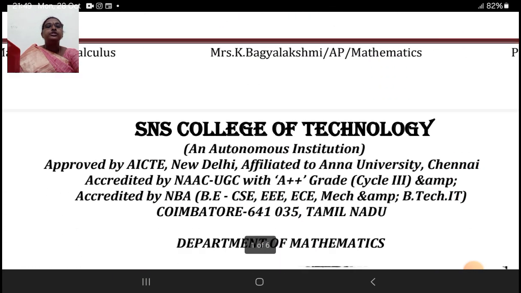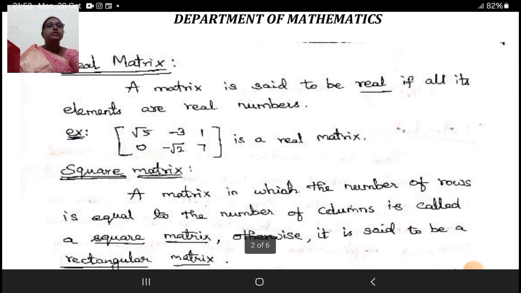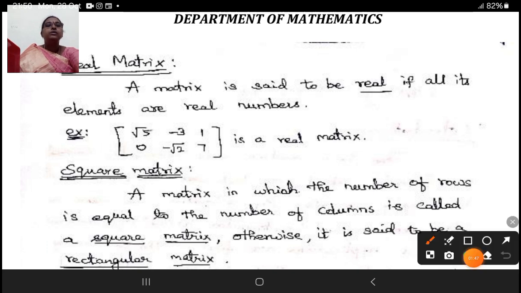Next, the definition of a real matrix. A matrix is said to be real if all its elements are real numbers. So here the numbers root 5, root 3, 1, 0, root 2, and 7 are all real numbers.